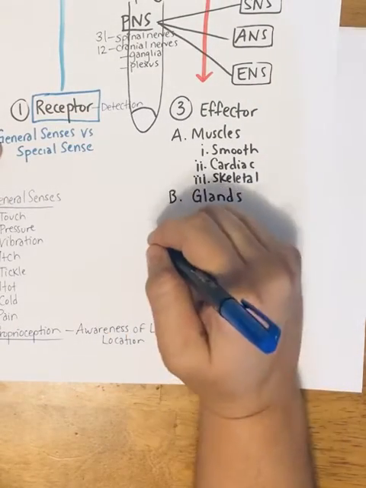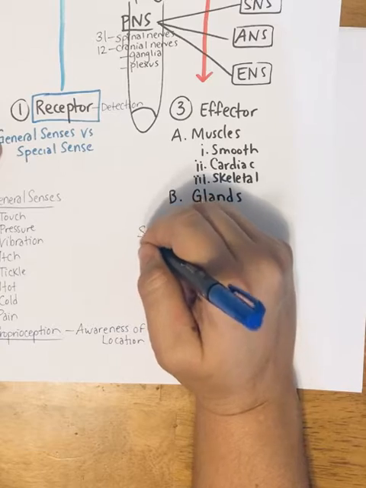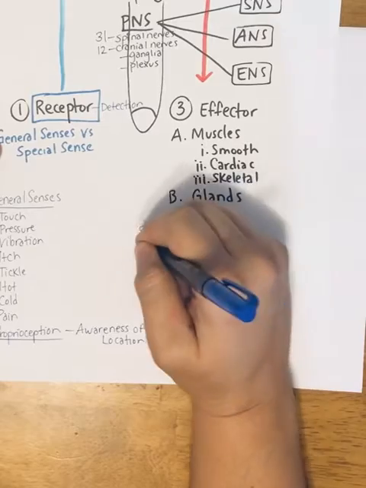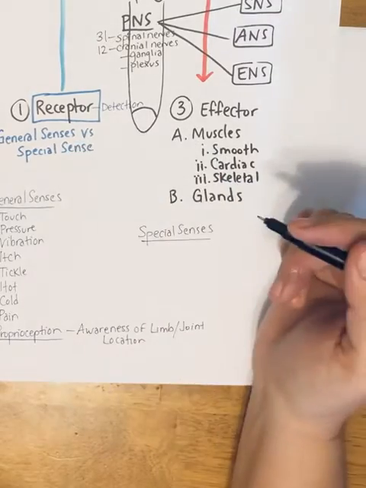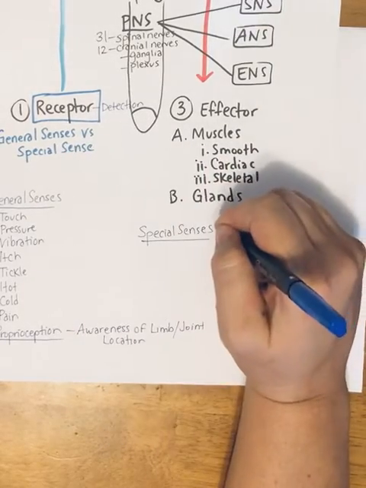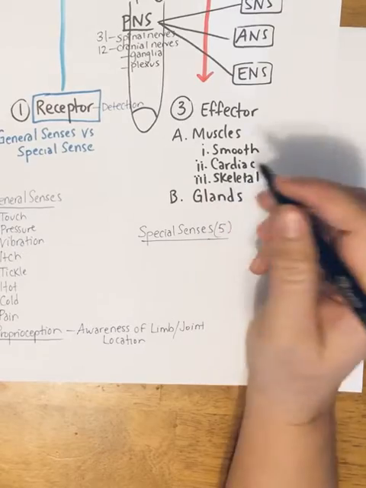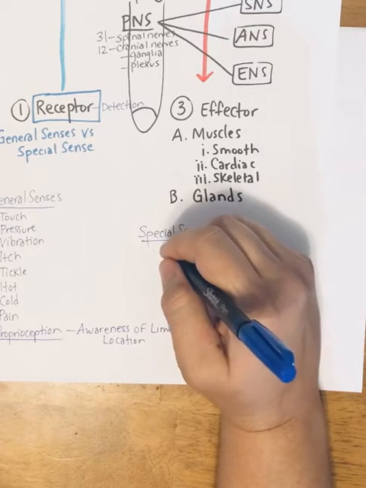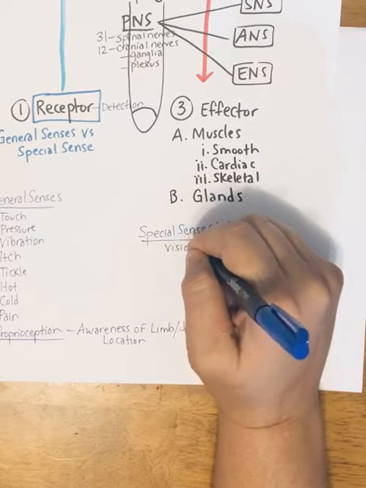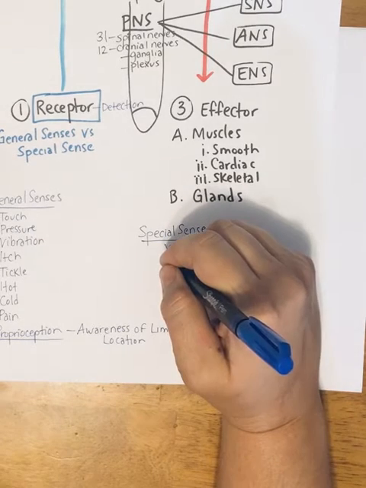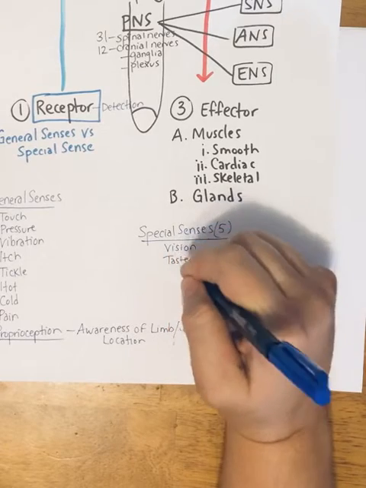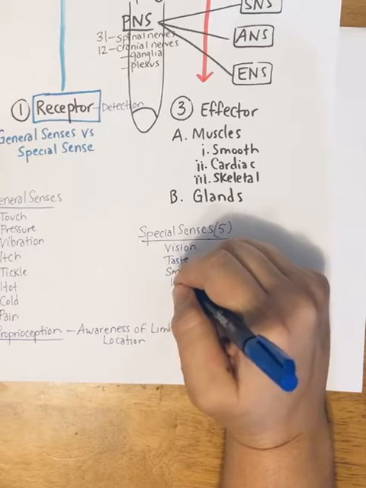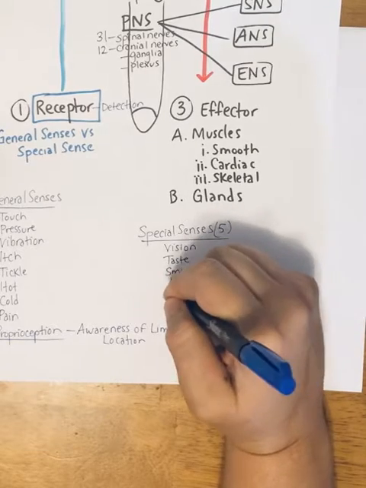So, special senses. When we talk about special senses, they are going to have receptors that are confined to the head, so there's always only 5 special senses. That would be vision, taste, smell, hearing, and equilibrium.